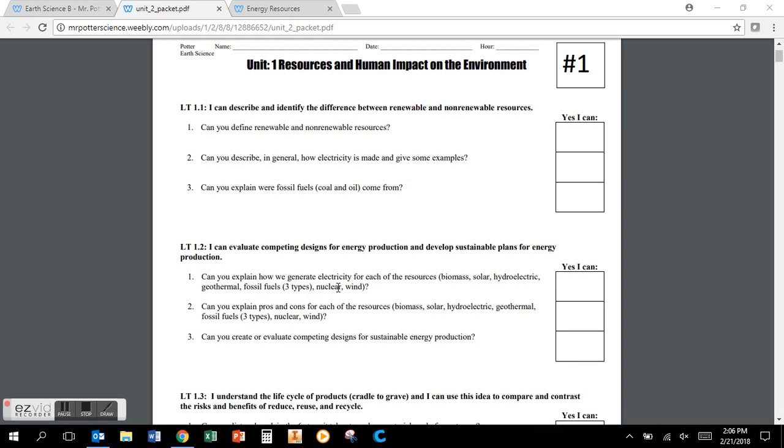To fully understand this learning target, you need to understand all the different ways that we generate electricity. Through biomass, solar, hydroelectric, how do we convert those energies into electrical energy? You have to understand some good things and bad things about each one, and then weigh all the goods and the bads of each to come up with a sustainable energy plan.